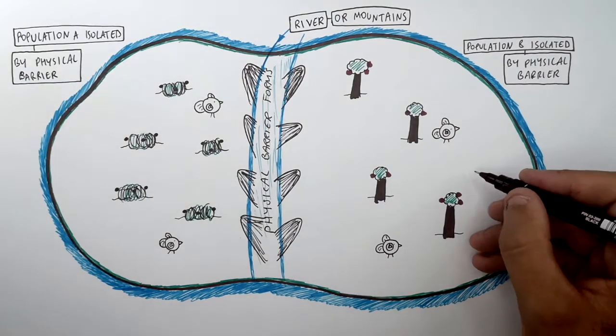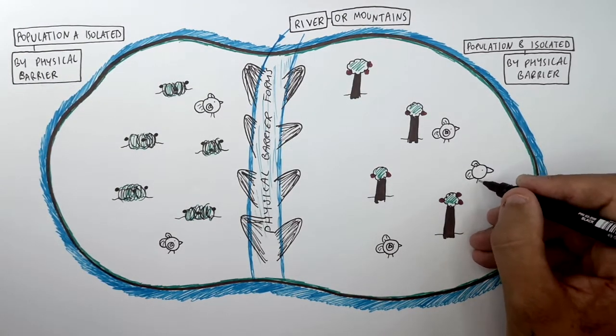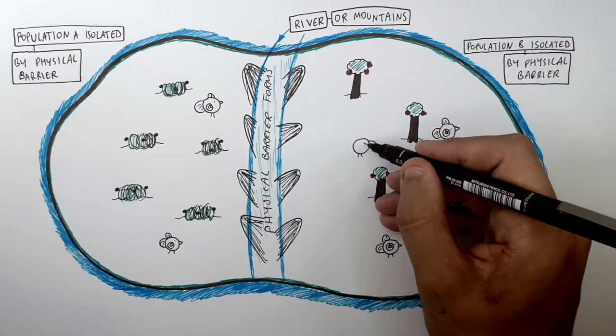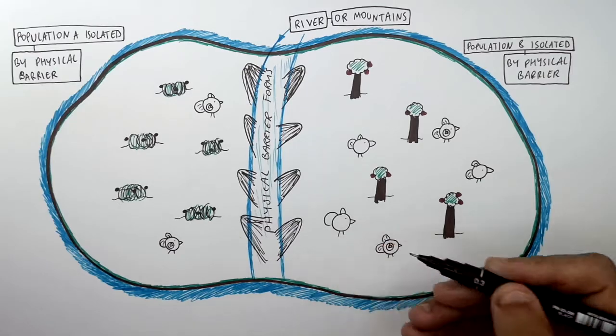So within a population of a species, there's going to be variation. So some birds will have larger beaks, some birds will have smaller beaks, some birds will have smaller wings, and some birds will have larger wings.